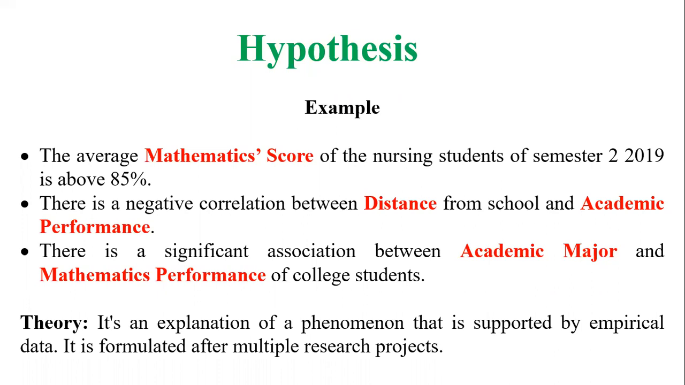Research question number 3, what is the association between academic major and mathematics performance? Possible answer, oh, there's a significant association between academic major and mathematics performance of college students. So you can see there's a tight link between the research question and the hypothesis. Now, a theory is an explanation of a phenomenon that is supported by empirical data. It is formulated after multiple research projects. So a hypothesis can graduate to become a theory after it has been tested and proven to be true multiple times.